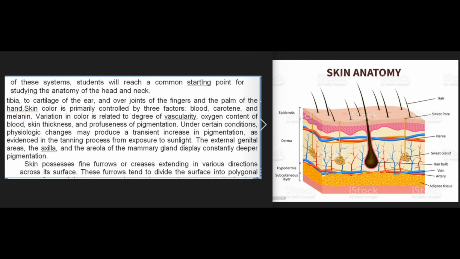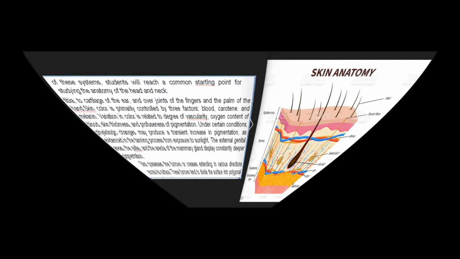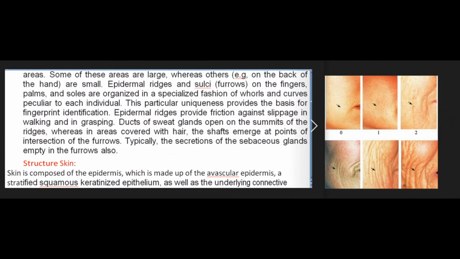Skin possesses fine furrows or creases extending in various directions across its surface. These furrows tend to divide the surface into polygonal areas. Some of these areas are large, whereas others, e.g., on the back of the hand, are small.